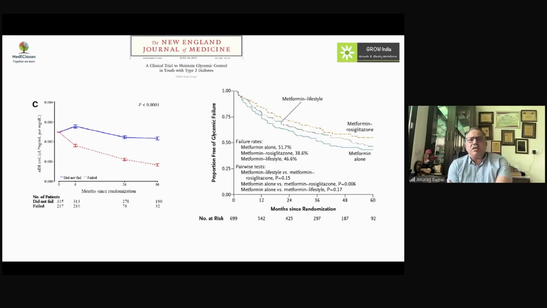Now, diabetes in children is a progressive disease, very well established by the TODAY study, that there is a very rapid requirement of a second agent compared to adults. They lose the beta cells much faster, 3 times faster as compared to adults.